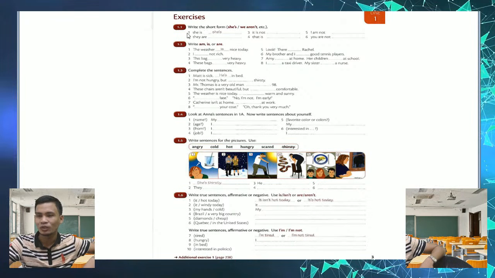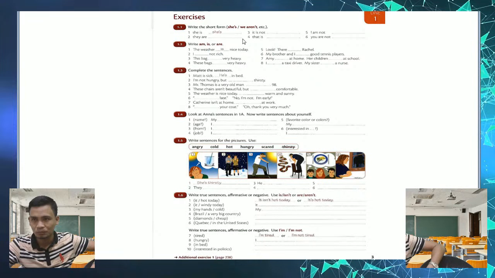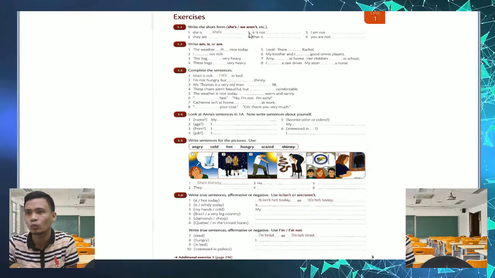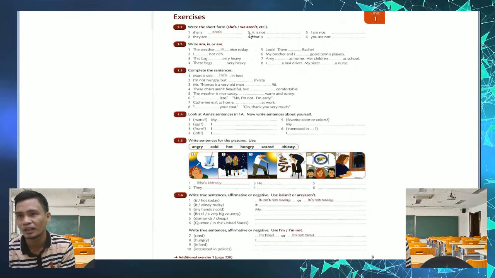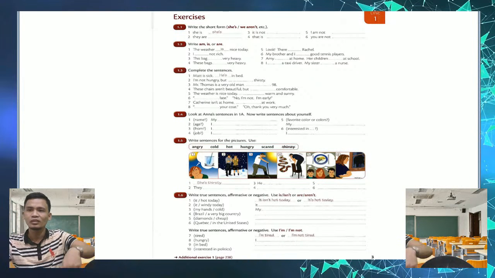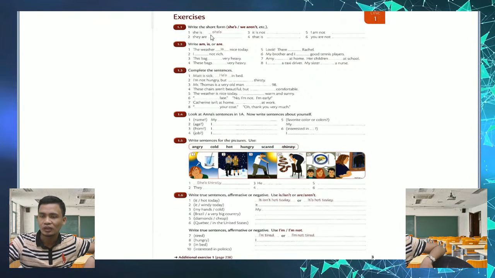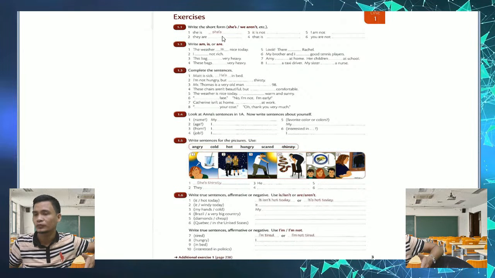Okay, so we have 1.1 here. Write the short form. We have the example: she is. So this one is the correct way of writing the short form of she is. She's. Okay, how about this one?